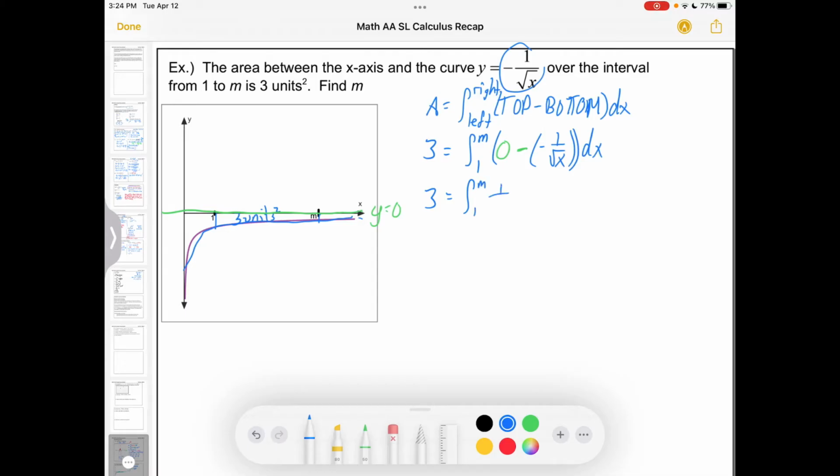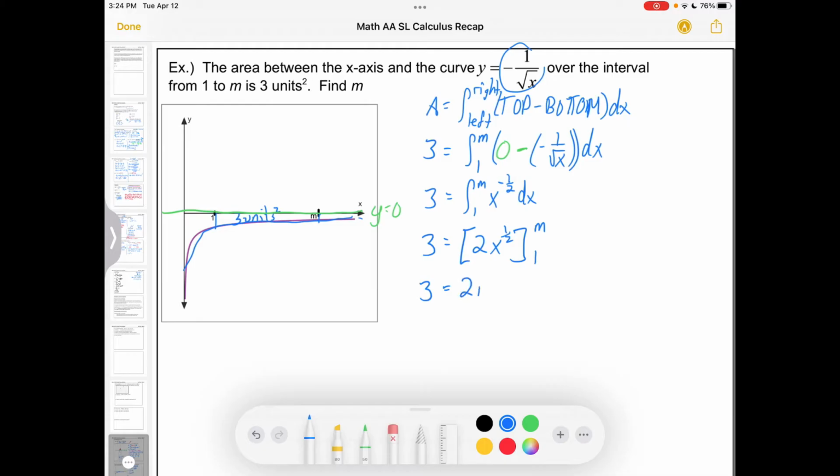So we have the integral of 1 over root x dx. Okay. Or better yet, let's just call it x to the power of negative 1/2. And then we can just integrate as per usual. So 3 is going to equal, what's the antiderivative of x to the negative 1/2? The power goes up by 1, and the flip of the new power goes in front, from 1 to m.